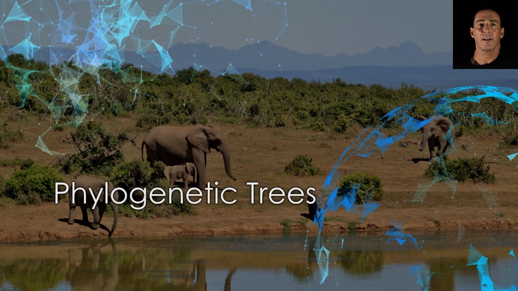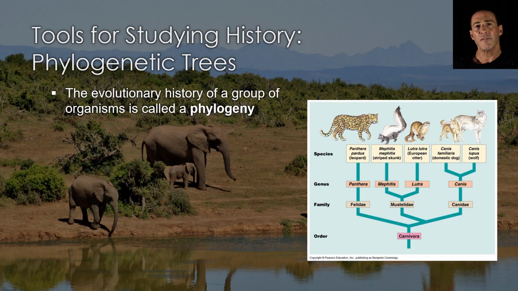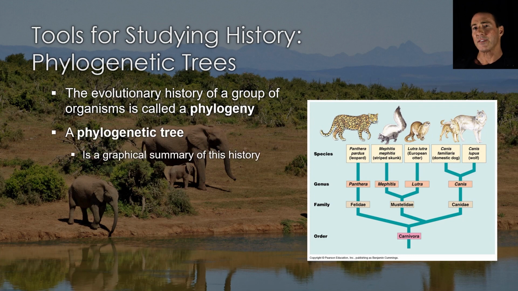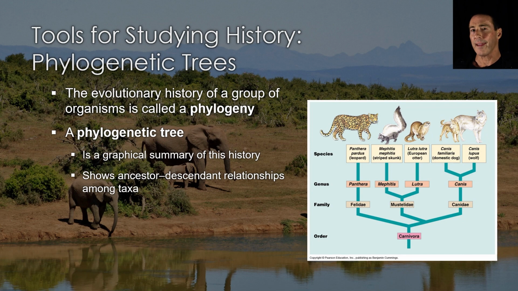Phylogenetic trees provide a graphical representation of an evolutionary history of a group of organisms, with tree branches representing populations through time. The evolutionary history of a group of organisms is called its phylogeny. A phylogenetic tree is a graphical summary of history, showing the ancestor-descendant relationships among populations, species, or higher taxa, and clarifying who is related to whom.